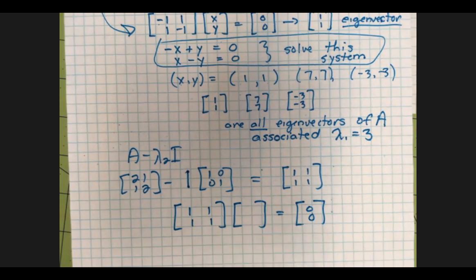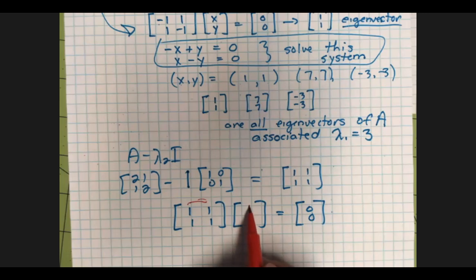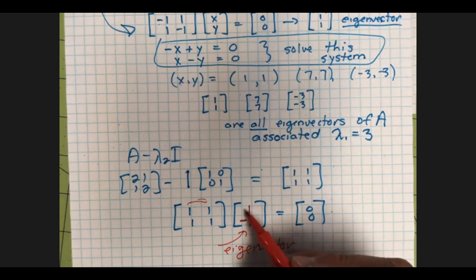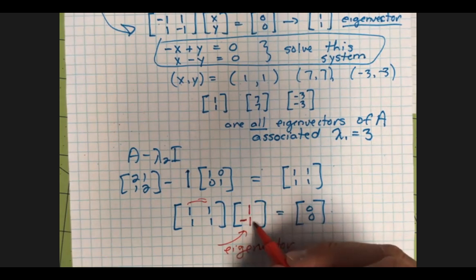All I have to do is switch these two numbers, snap, snap. See, I switched them and changed one of the signs. That vector is automatically perpendicular to the first row and the second row. That's the eigenvector. I could have chosen (-1, 1). I could have switched the sign of the first. I could have chosen 52 and -52.